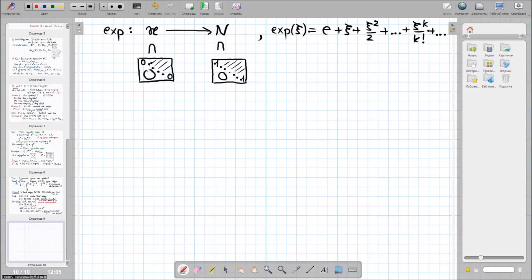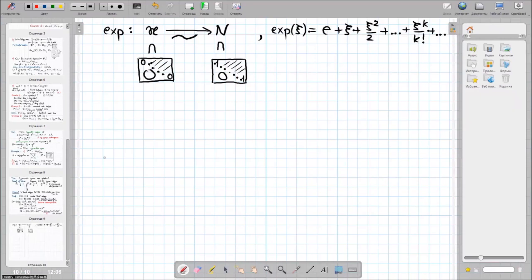This is a polynomial because xi is a nilpotent matrix of this form, and this series stops at some term. So starting from some k, all powers are 0. So this is a polynomial map, and it is known that this map is an isomorphism between the Lie algebra of n and n itself.